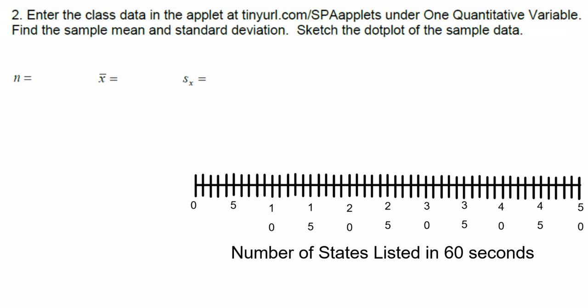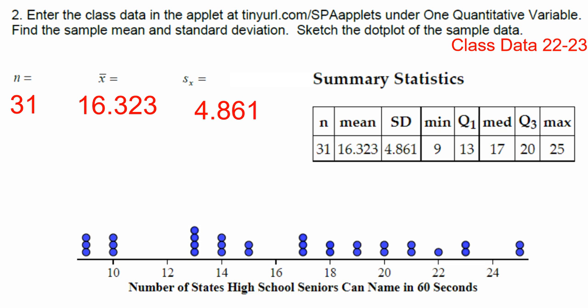All right, by entering your data, we should have had the following results. The number of pieces of data that we had was 31. We then had our mean being 16.323, and the standard deviation was 4.861. And there was our dot plot based on our results collected for the class. So all of that should be present for your number 2. Remember, whenever you're making your graphical representations, you should have a title included to say what it is representing.